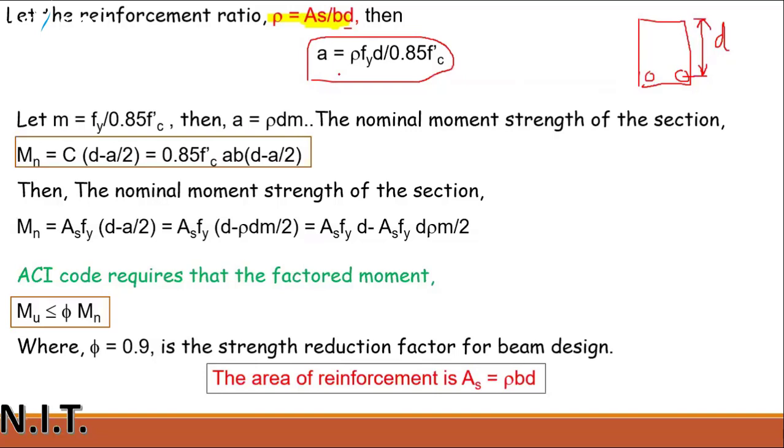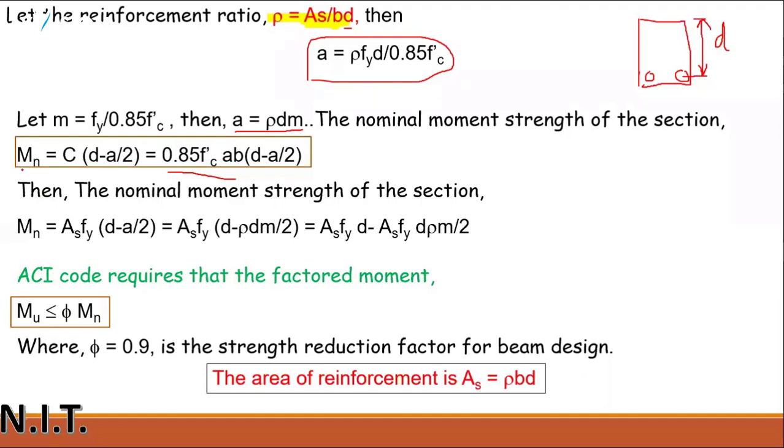The equation will be changed in this form. So for example, if M equals this equation, then a will be rho fy d over 0.85 fc prime, and the nominal moment strength of the section can also be called C times (d minus a by 2), where C is 0.85 fc prime a b, and d minus a by 2 is the perpendicular distance.